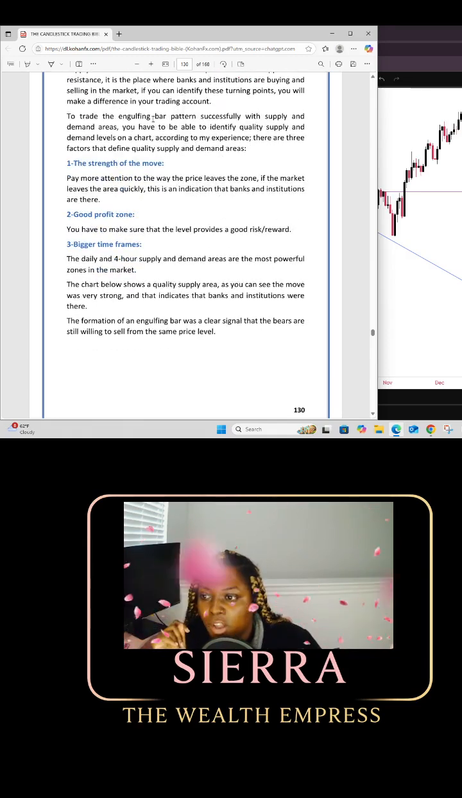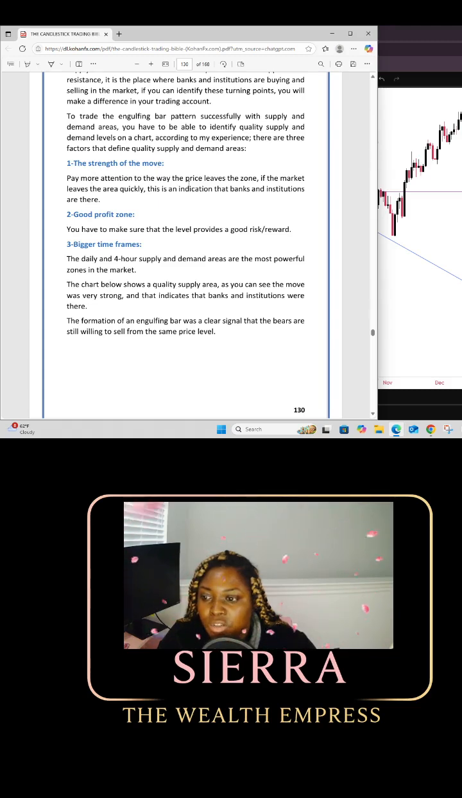To trade the engulfing bar pattern successfully with supply and demand areas, you have to be able to identify quality supply and demand levels on a chart. According to my experience, there are three factors that define quality supply and demand areas. One, the strength of the move.